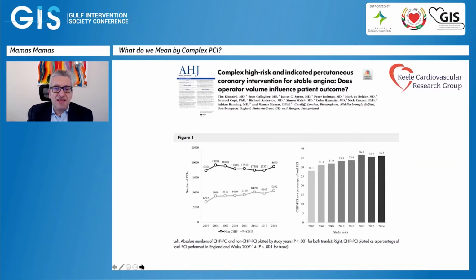And when we've looked at this in the UK, the way that complex cases are defined in the UK, this is increasingly common. You can see that over time, the proportion of patients that become complex, high risk and indicated patients, so CHIP cases, from the stable angina perspective, have increased to about 1 in 3 of all cases undertaken in the UK. So complex PCI is becoming much more common.